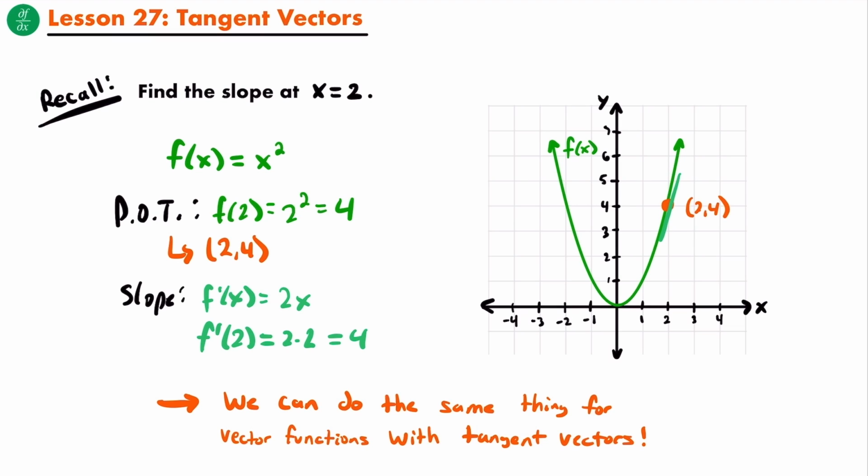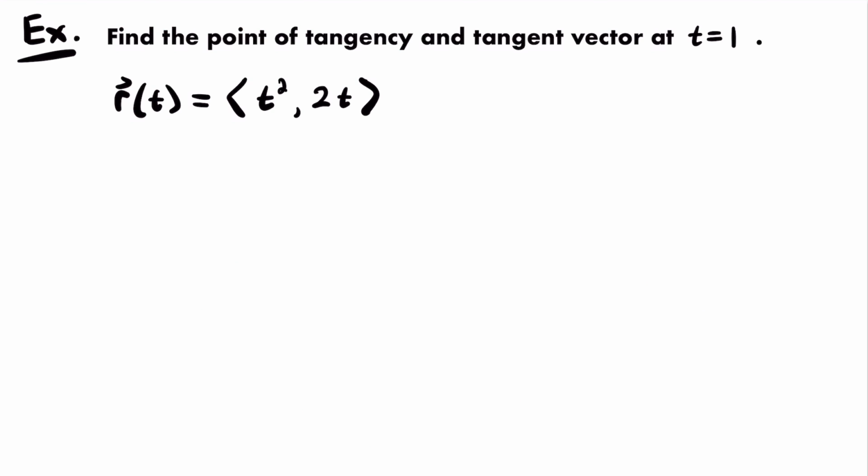And so let's take a look at an example of what I'm talking about here. And to keep it simple, we're just going to work with a 2D plane curve. We'll look at space curves a little bit later on. I just want to keep it simple to start. So let's begin with a vector function in 2 dimensions. So here's our example. We want to find the point of tangency and tangent vector at t equals 1. And our vector function r of t is equal to a vector with components of t squared and 2t.